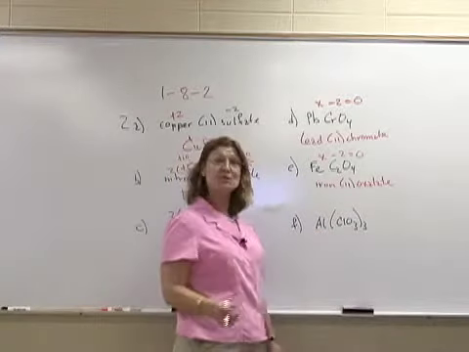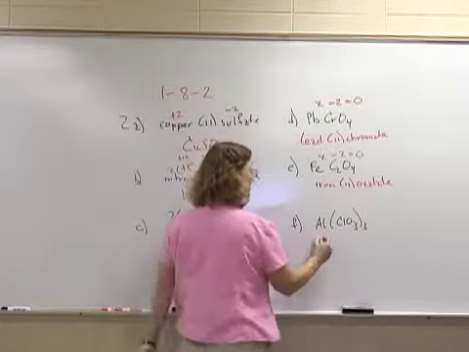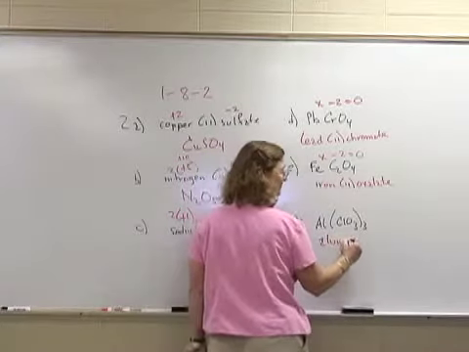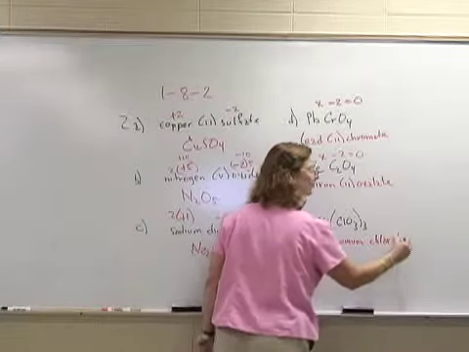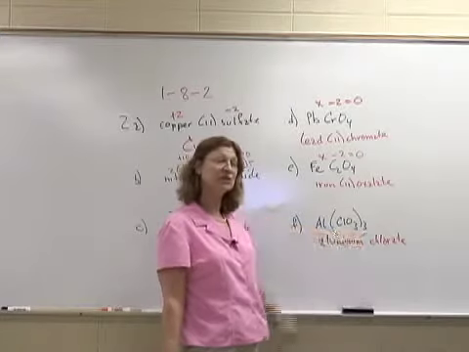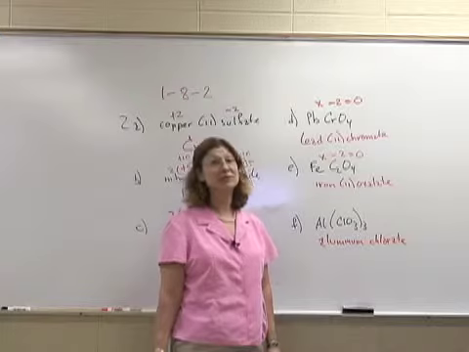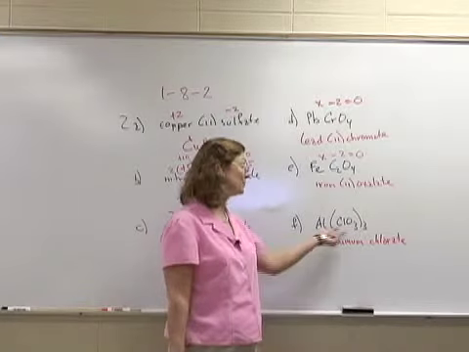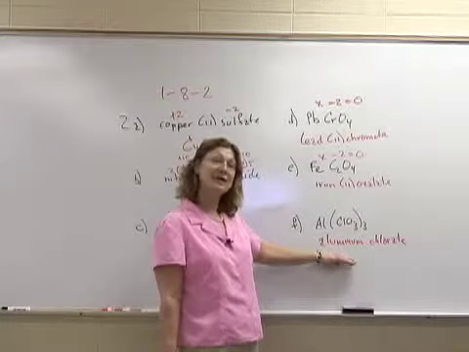Now, aluminum is one of the silly six, and it's always +3. So this is just aluminum chlorate. It's not trichlorate, it's just aluminum chlorate. Tri is only used for nonmetals and nonmetals, and this is a metal with a polyatomic ion. So its name is aluminum chlorate.